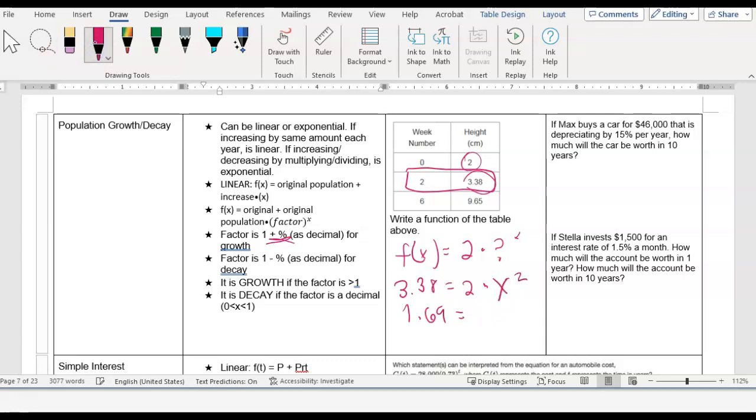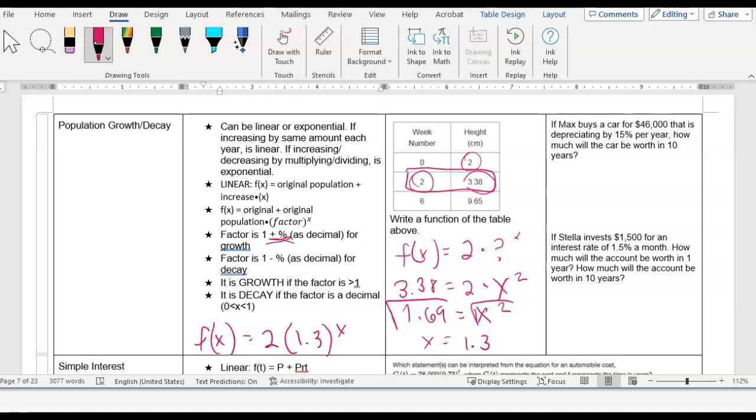x to the power of 2, right? Because we have this as our input there. So x to the power of 2, and then we take the square root of both sides, and we get x equals, you will hopefully recognize that 1.3 times 1.3 is 1.69, because 13 times 13 is 169. So this is our growth factor, and so that means we can rewrite this equation as f of x equals 2 times 1.3 to the power of x. All right, we saw one like this last week as well.